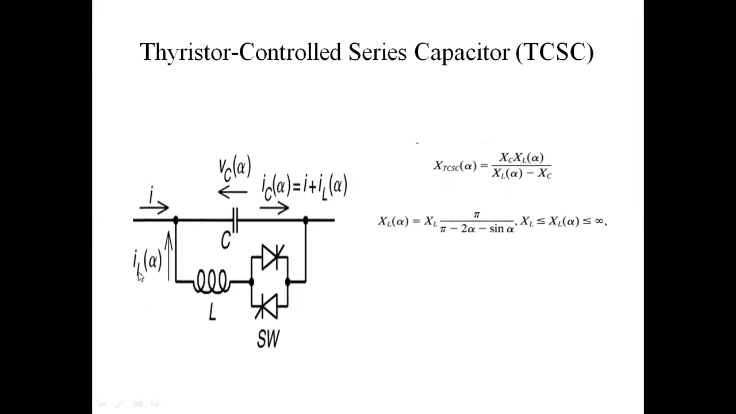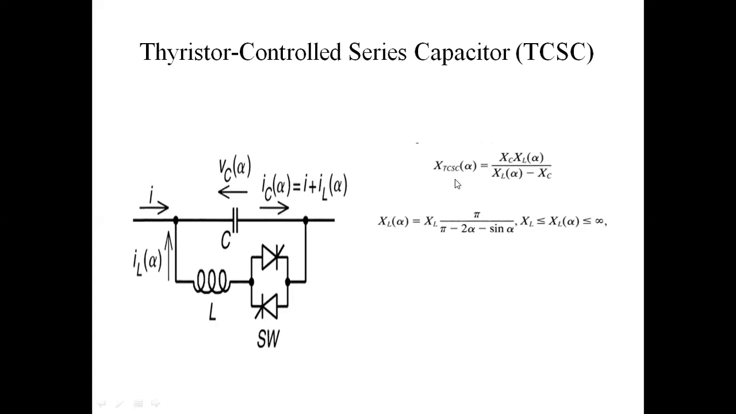This is I_L of alpha, the current in this inductor. Alpha is the delay angle, the firing angle. This is V_C of alpha, the voltage across the capacitor. This I_C of alpha is the current flowing in the transmission line through the capacitor. I_C is equal to the current entering the transmission line plus I_L of alpha. This is the total diagram of TCSC.